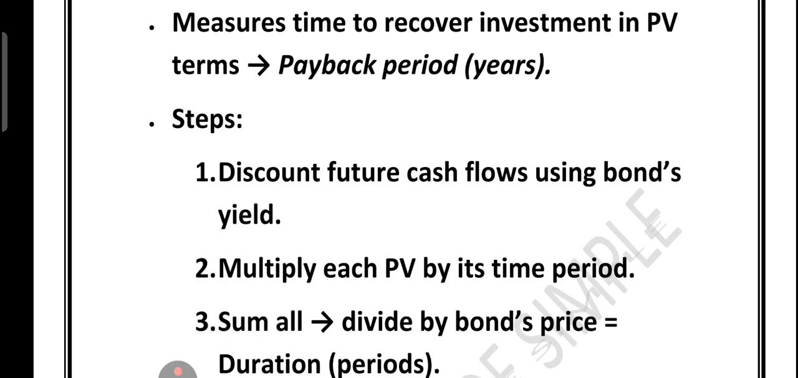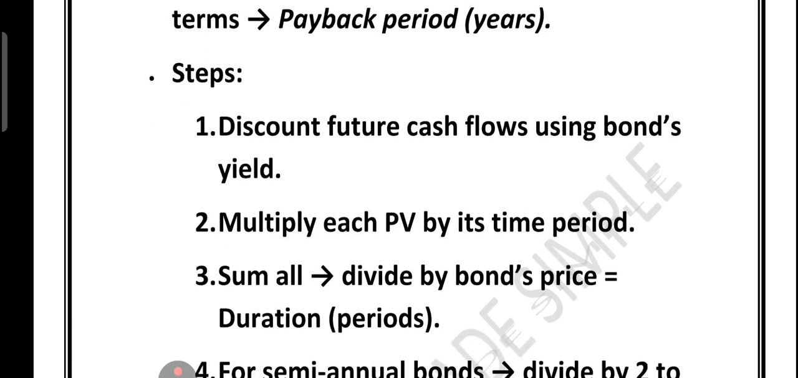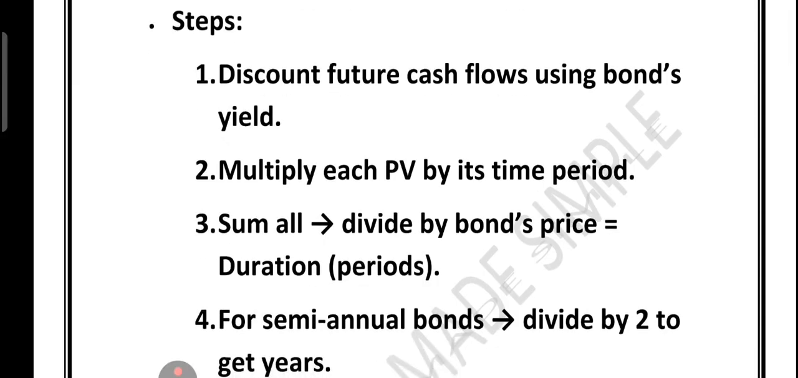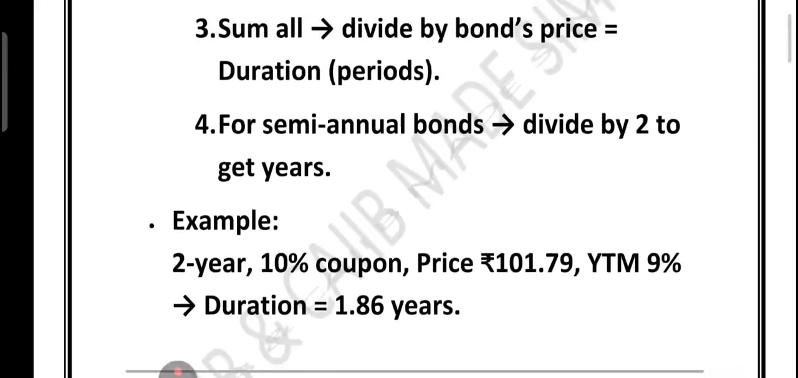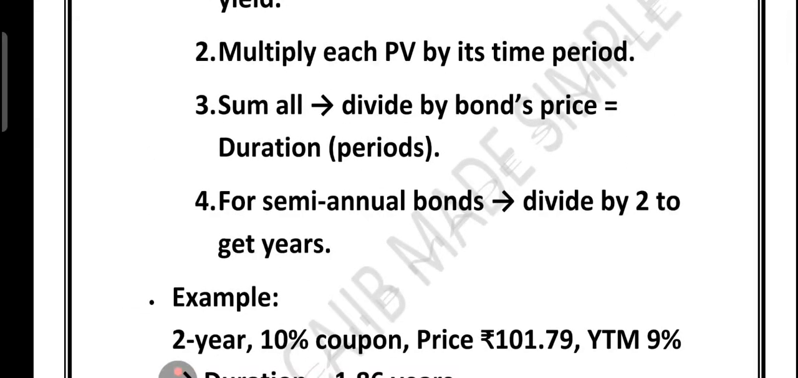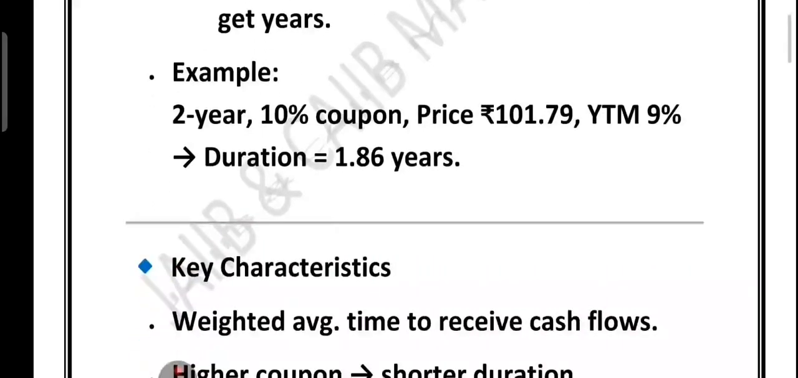So let's see what the steps are. First of all, we have the future cash flows available. We discount them using the bond yield. And then we get the present value, and you have to multiply each present value by its time period, right? And then find the sum of all, right? And divide by the bond price. So summation of PV times T upon summation of PV. This is the formula to find the Macaulay duration, right? And suppose the bond is semi-annual. In that case, you divide by 2 to get years, right? So this is the point.